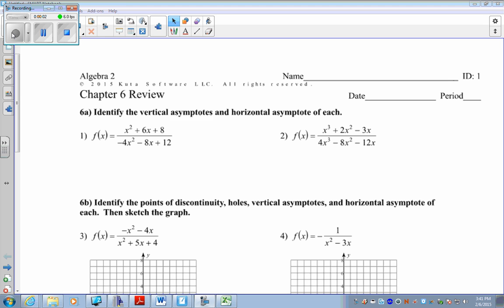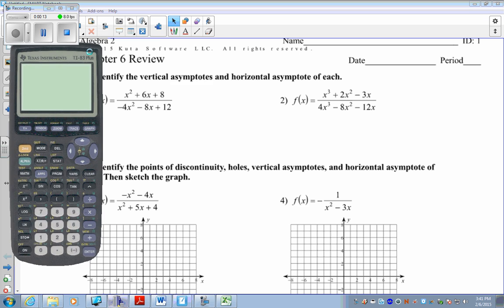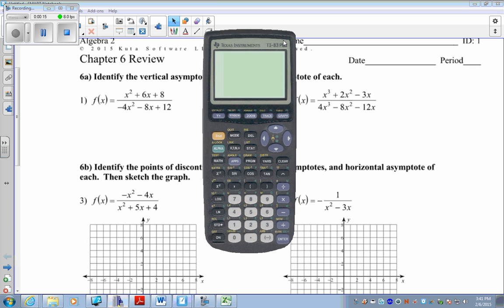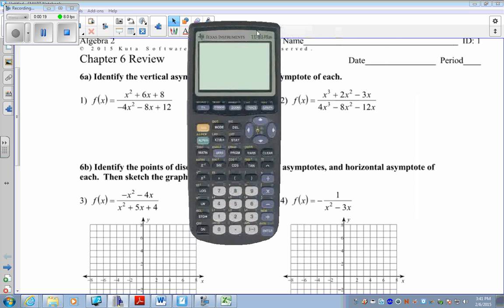Okay, for this review, I'm probably only going to be able to do one problem in each section. So for 6A, first problem there, number 1, use the calculator. It's plugged in. We have to find vertical and horizontal asymptotes. We find the vertical asymptotes.